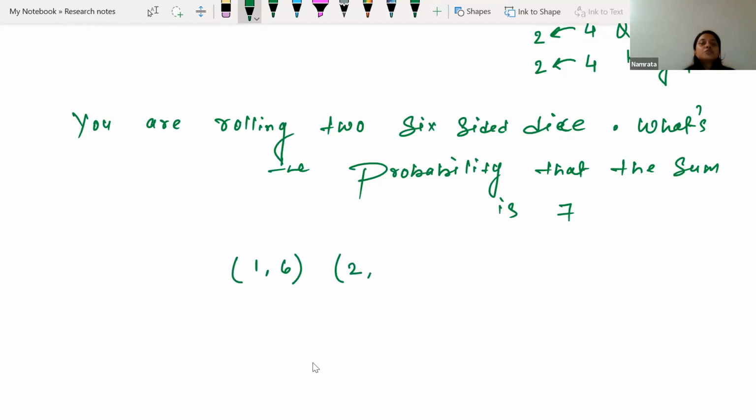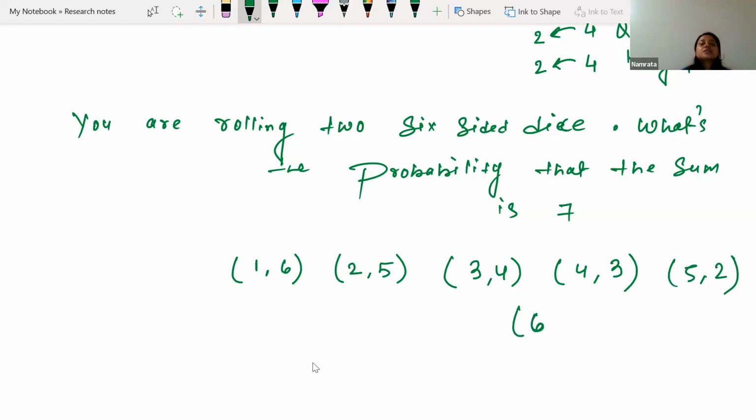If the first one is 2, then the next one has to be 5. Then and only then the sum will be 7. If the first one is 3, then the next one has to be 4. If the first one is 4, next has to be 3. The first one is 5, next one will be 2. And if the first one is 6, the next one will be 1. Then and only then the sum will be 7. This is the favorable outcome.